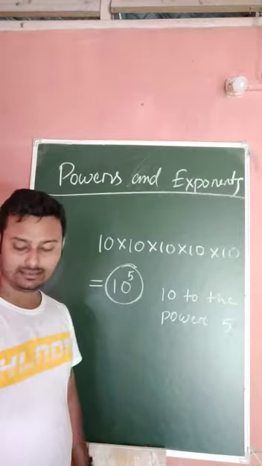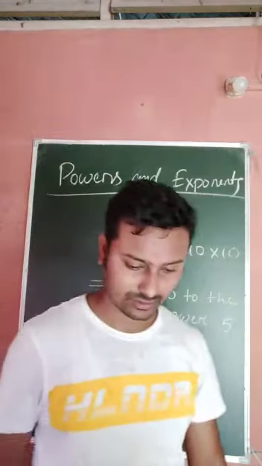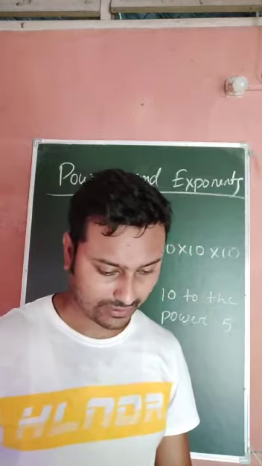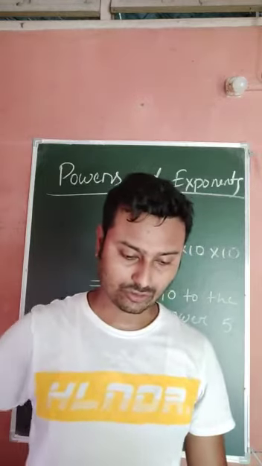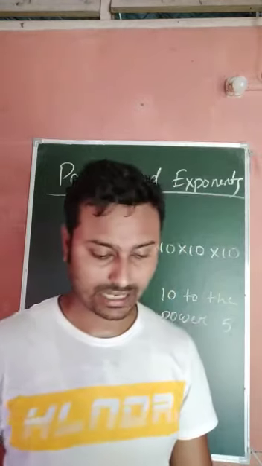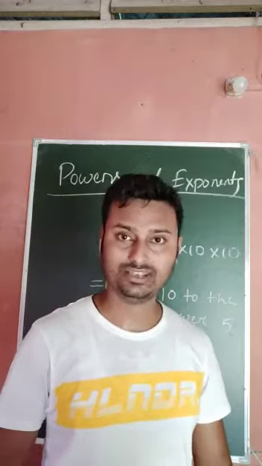Okay, clear? Look at this one. Mass of the earth is 598 followed by lots of zeros, so it can be written as 5.9 into 10 to the power 24 kg.